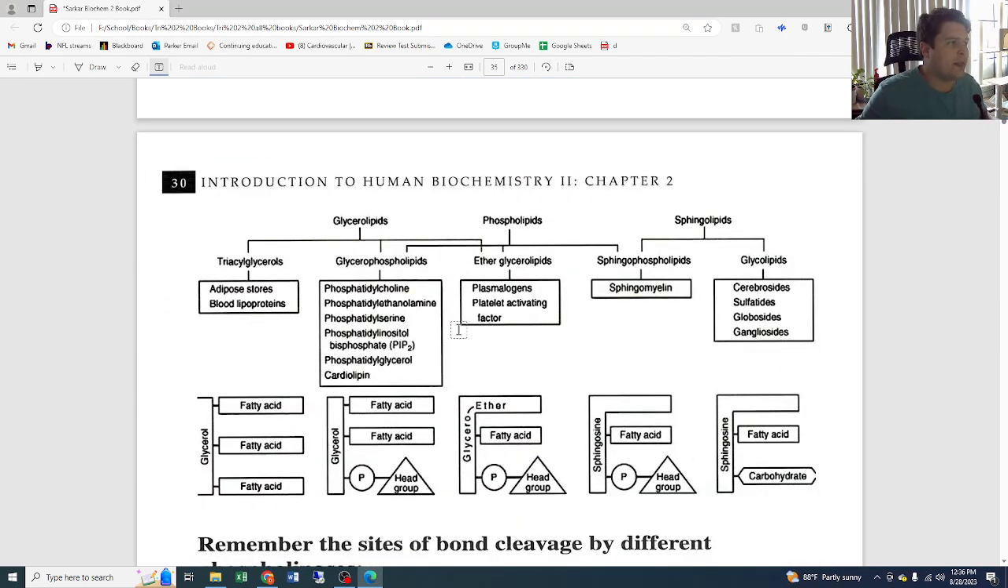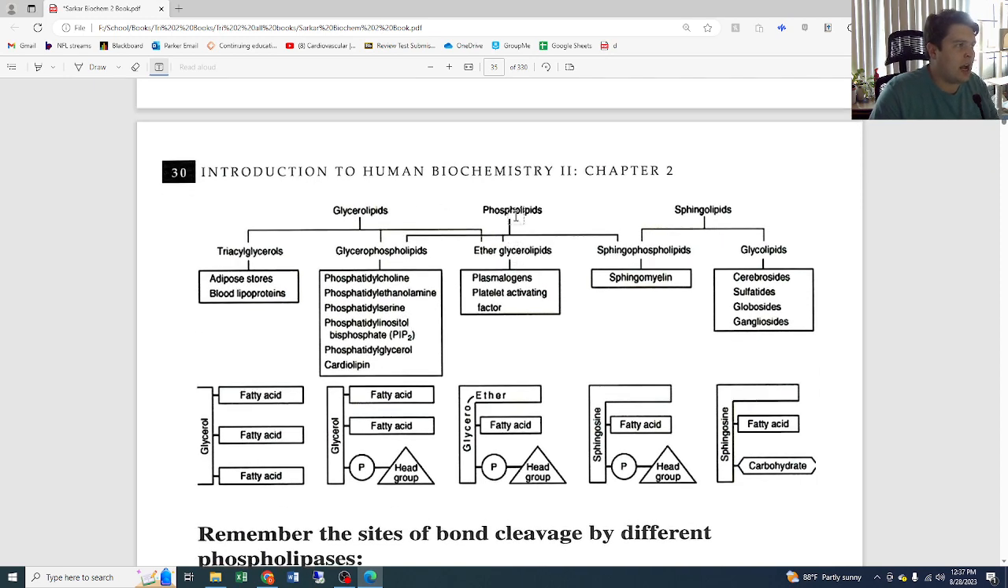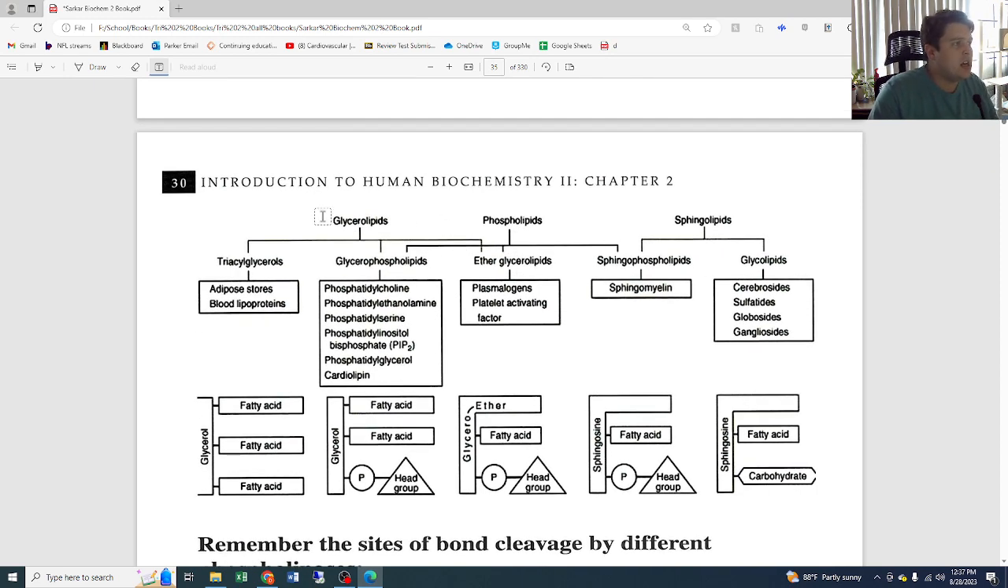Okay, so now here, this chart is really cool because it gives us the overlapping ideas and the organization of how all of this stuff is related. We have our glycerolipids, so our glycero having the glycerol base. We have our phospholipids, so containing those phosphates, and also our sphingolipids, okay? And we can see how each of these are actually connected.